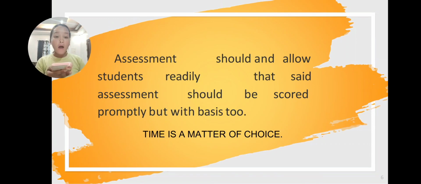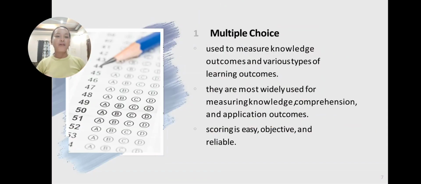So here, a multiple choice. Yeah, the first one is the multiple choice. It is used to measure knowledge outcomes and various types of learning outcomes. They are most widely used for measuring knowledge, comprehension, and application outcomes. So scoring is easy and really objective and reliable.